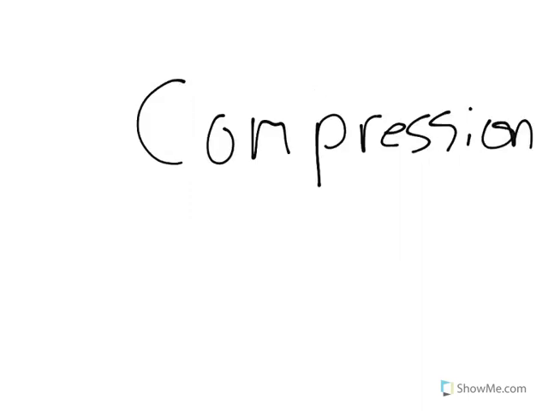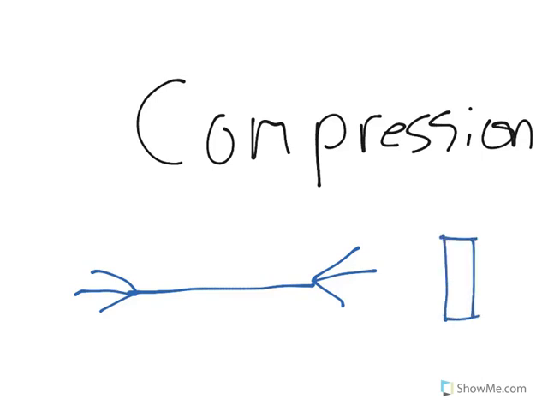Then we have compression. Compression is just the opposite, where we would have an object like this, and the forces would be applied that way. You could also think of it like a pillar, and you put a weight on top of it. Weight on top of the pillar, it has compression on it because it's being pushed down by gravity, and then the Earth is pushing up on it. So we have compression on that pillar right there. So that would be compression.